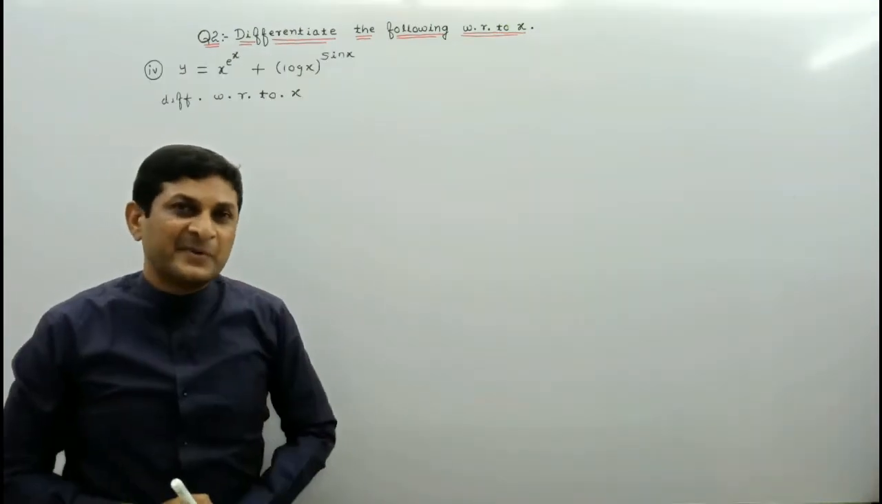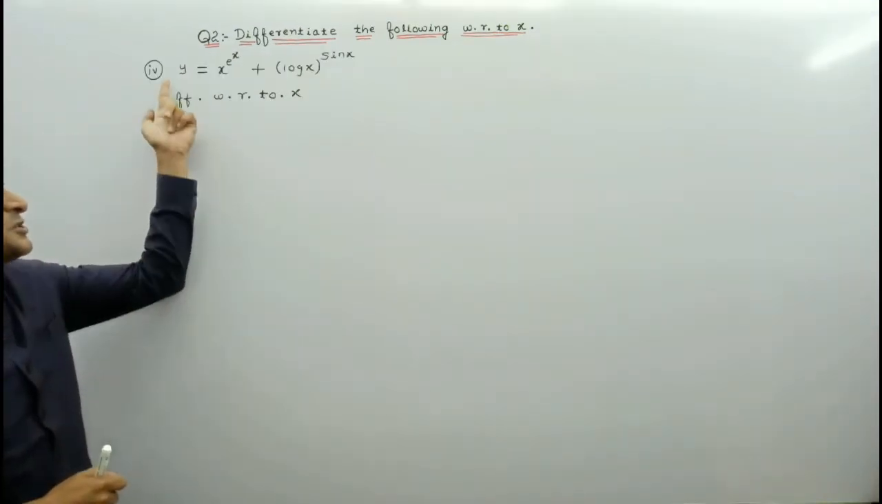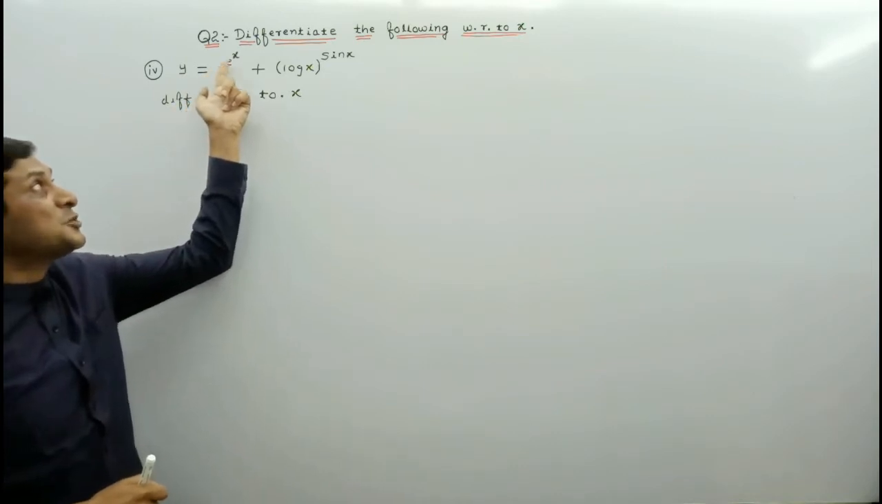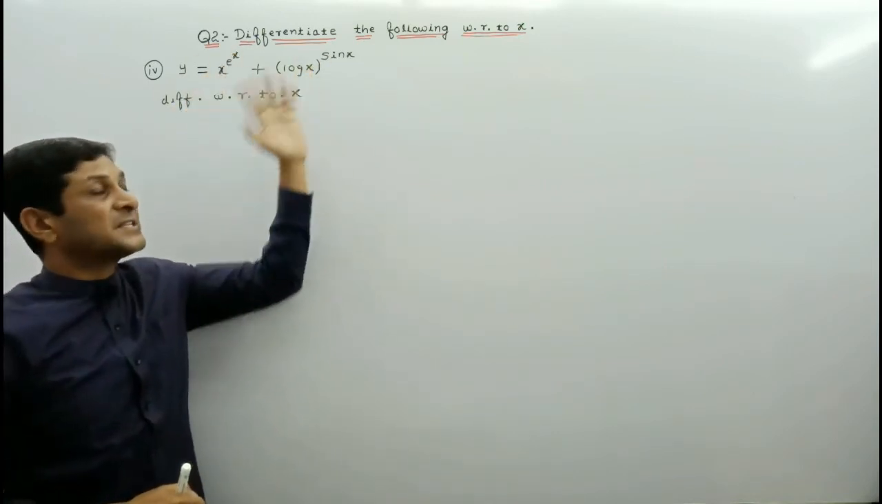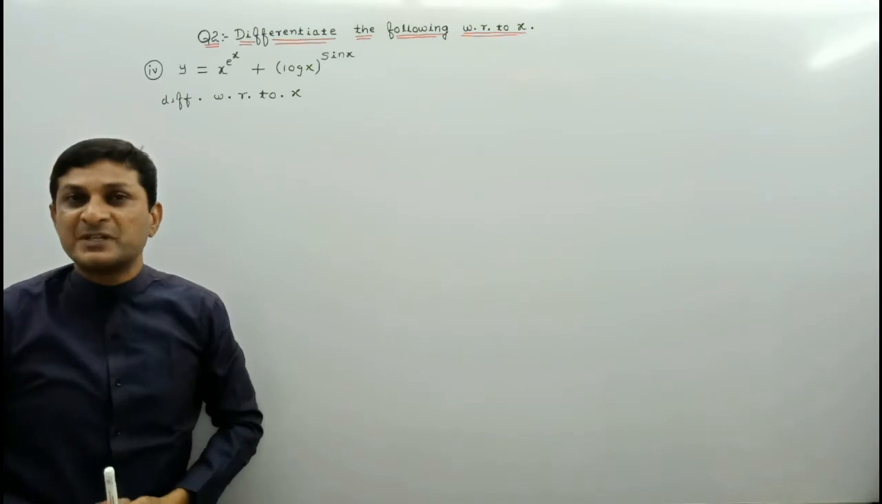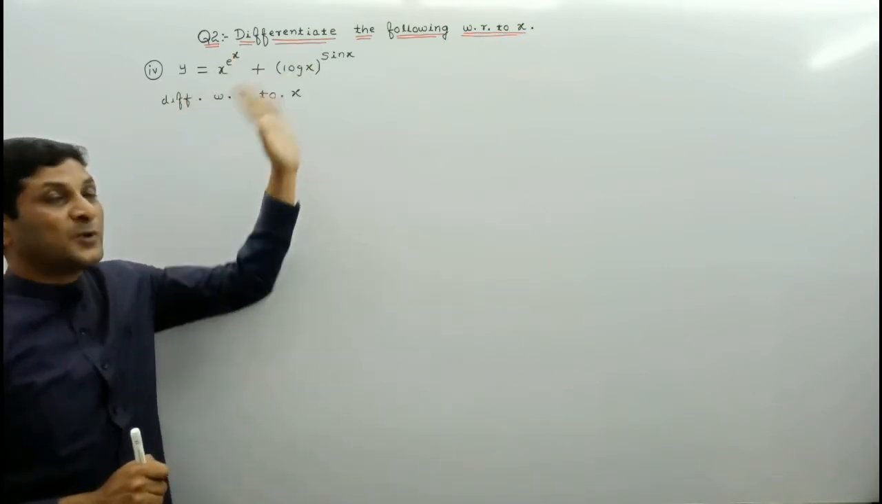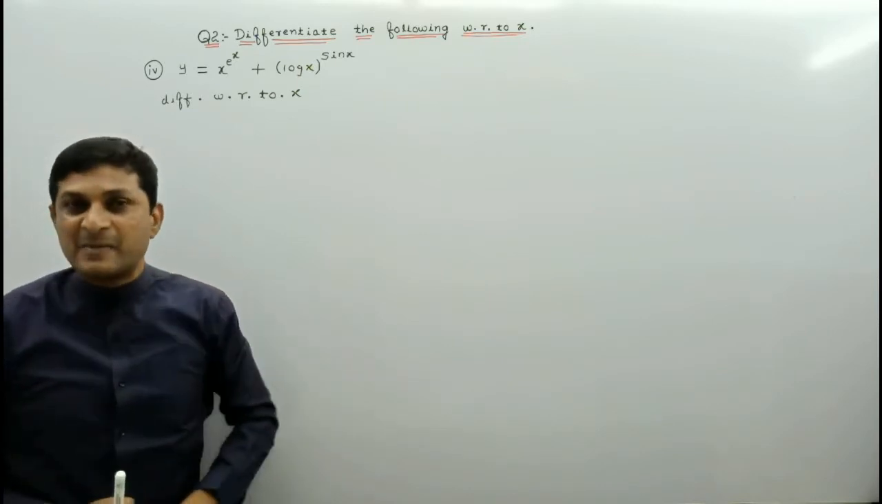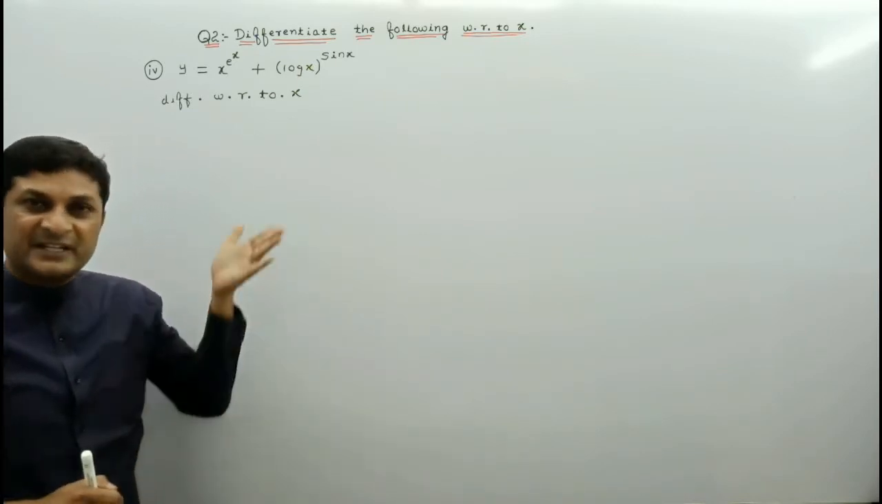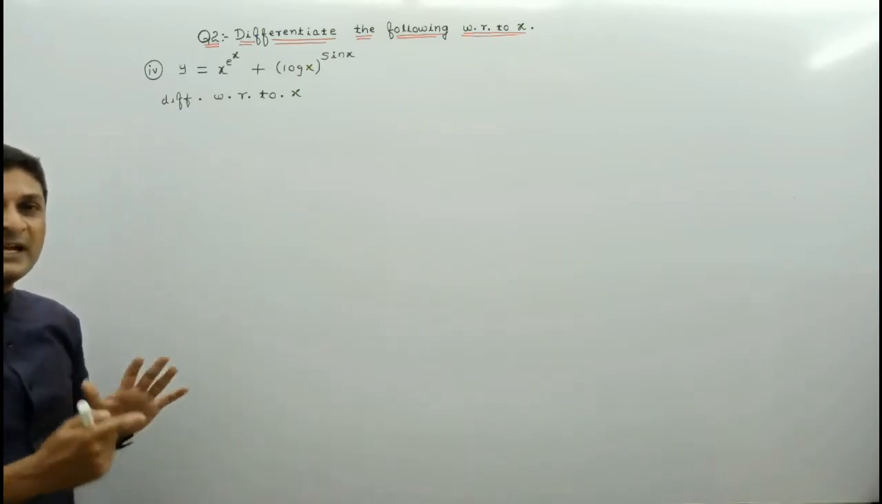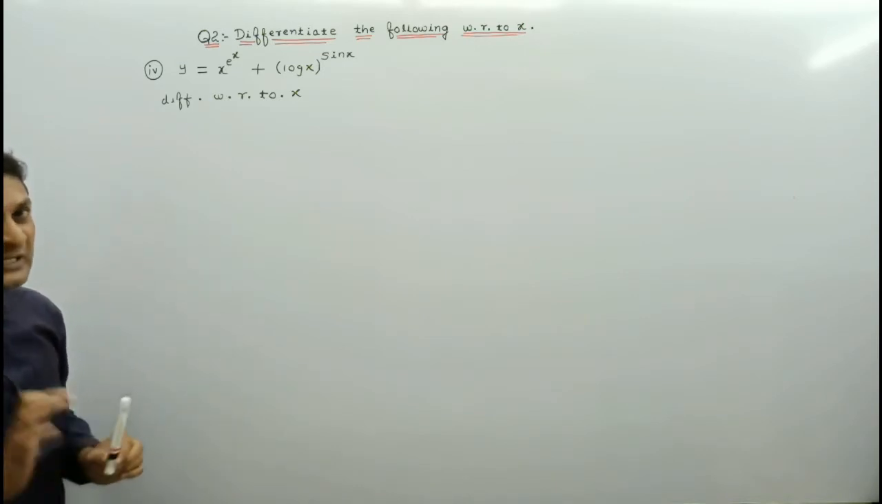Now see in example number 4, the given function is y is equal to x raised to power e raised to power x plus log x raised to power sin x. We can observe that both the terms are in the form of f of x raised to power g of x and are connected by plus. So in this case we find separate differentiation of both the terms, and later on we will substitute the values in dy by dx.